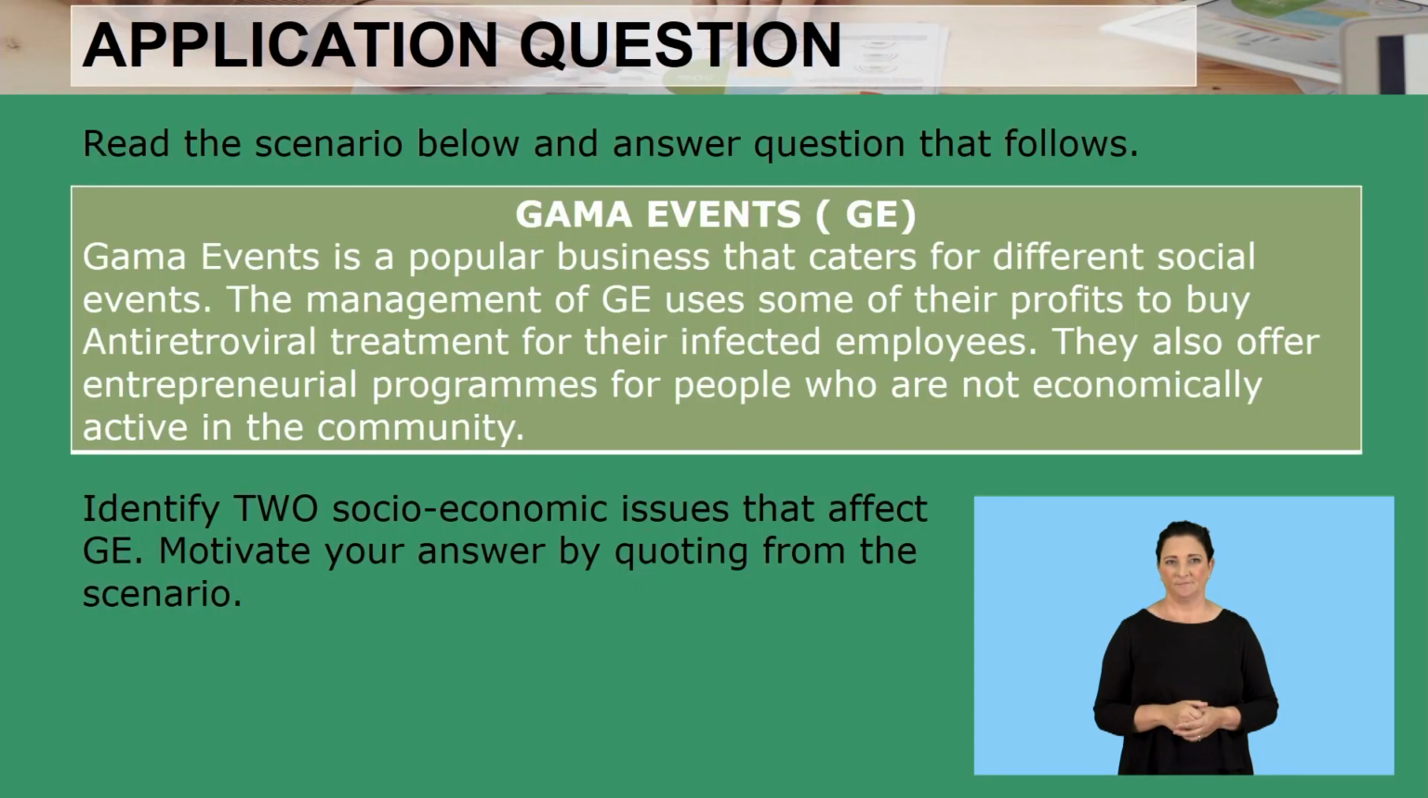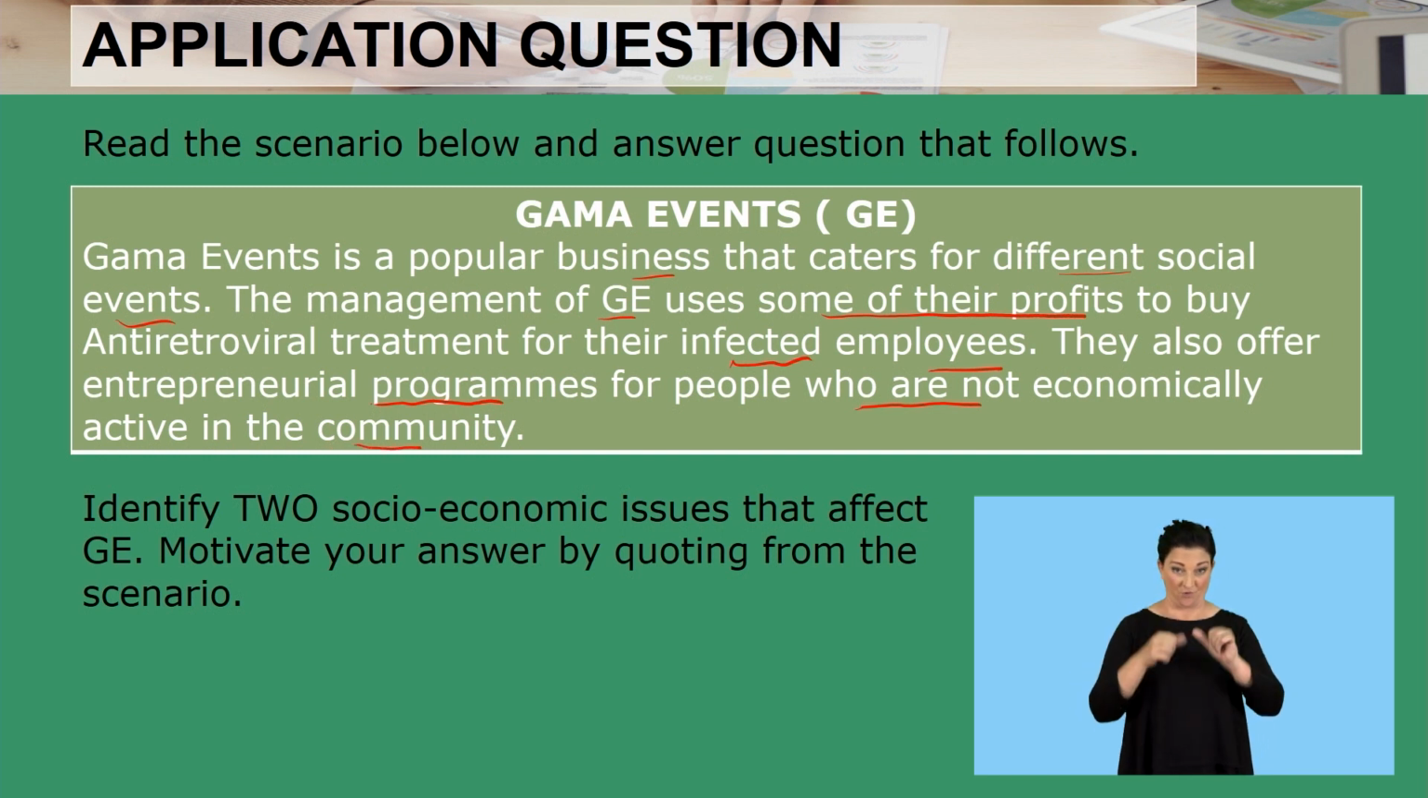Welcome back. Now let us proceed with another application question. We are expected again to read the scenario below and answer the questions that follow. We have Gamma Events. Gamma Events is a popular business that caters for different social events. The management of Gamma Events uses some of their profit to buy antiretroviral treatment for their infected employees. They also offer entrepreneurial programs for people who are not economically active in the community.